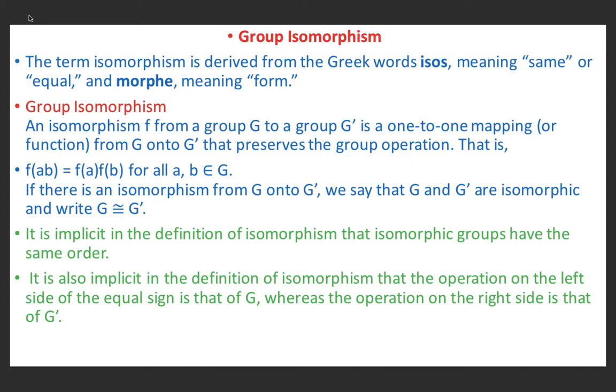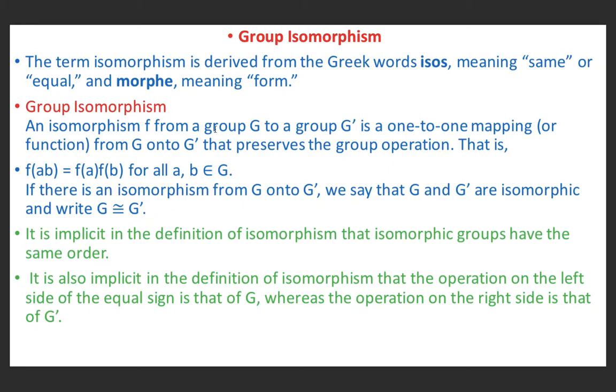It means the mapping f should be one-to-one. It should be onto, and f(ab) should be equal to f(a) f(b), meaning it should preserve the group operation. If there is an isomorphism from G onto G', we say that G and G' are isomorphic. And in this situation, we write it like this symbol, and read it as G is isomorphic to G'.